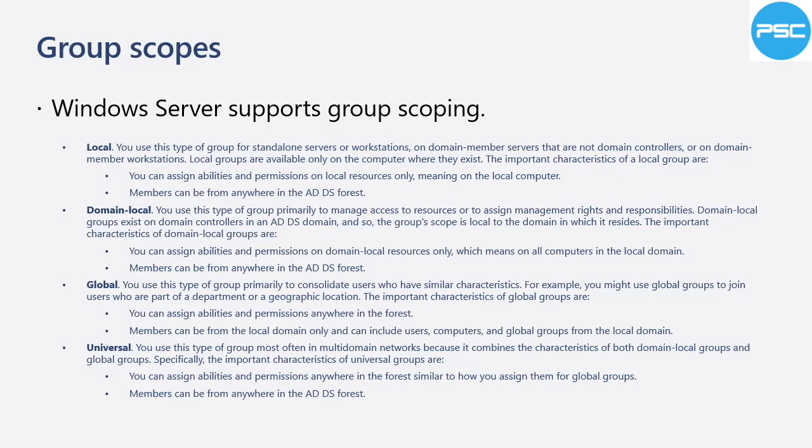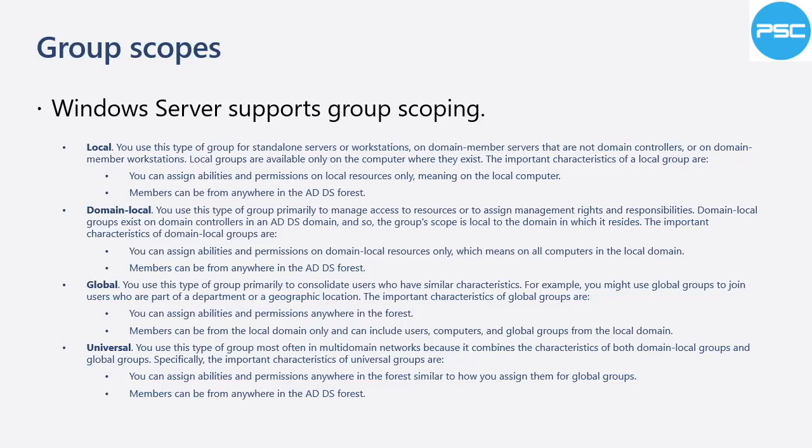Global. You use the global type of group primarily to consolidate users who have similar characteristics. For example, you might use global groups to join users who are part of a department or a geographic location. The important characteristics of global groups are: you can assign abilities and permissions anywhere in the forest. Members can be from the local domain only and can include users, computers, and global groups from the local domain.